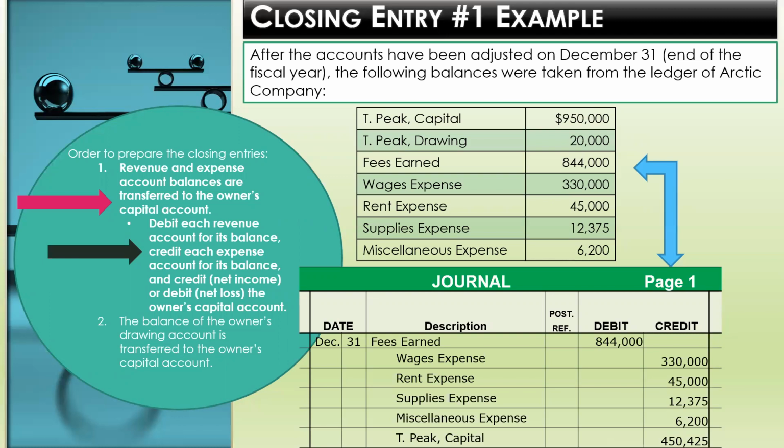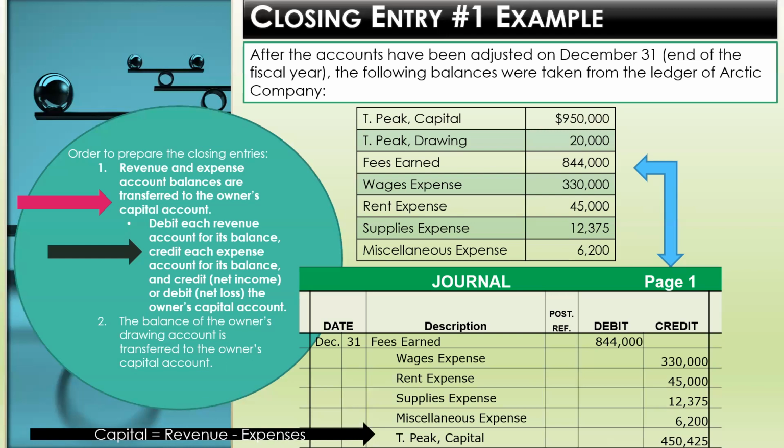We enter the date. We are on December 31, which is the end of the fiscal year. The first thing we're going to do is debit fees earned in the amount of $844,000. And then we are going to credit all of those expense accounts. And then we are also going to credit the net income because TPeak Capital had a net income of $450,420,000.